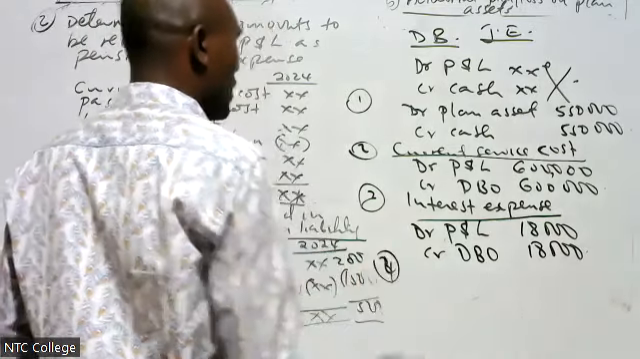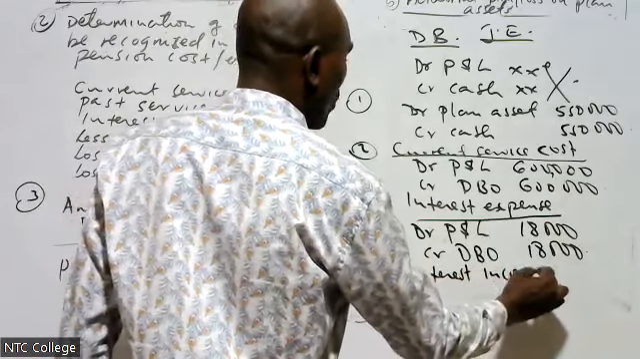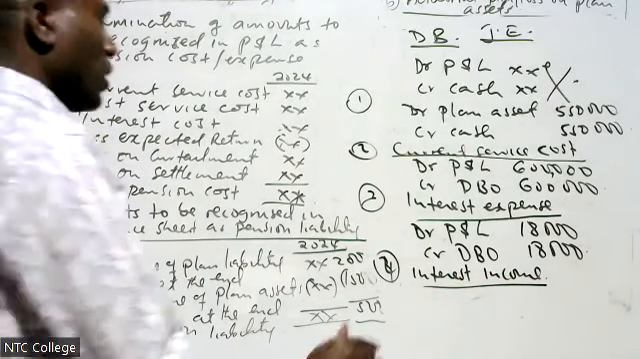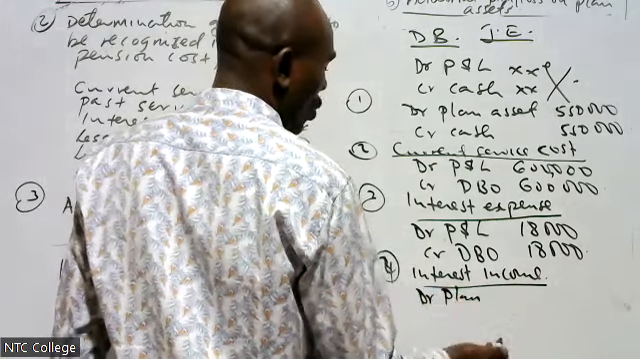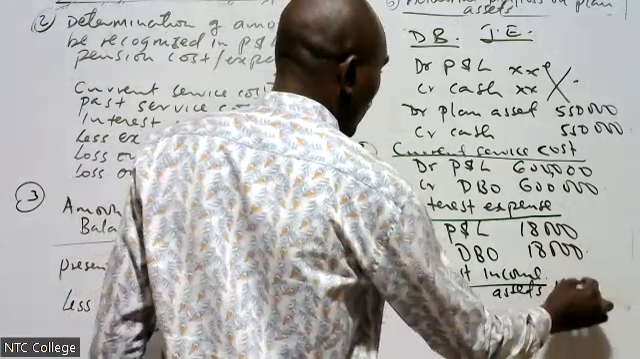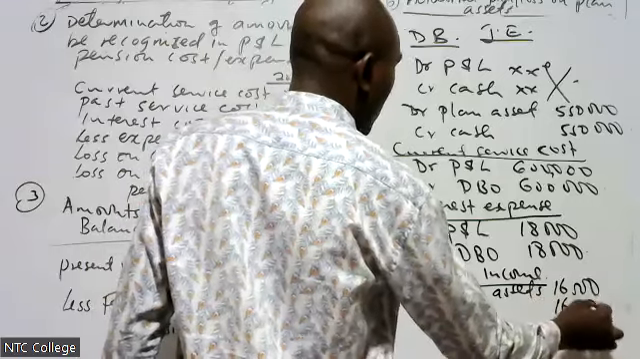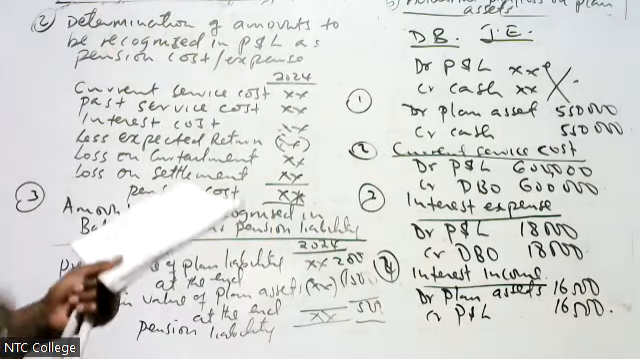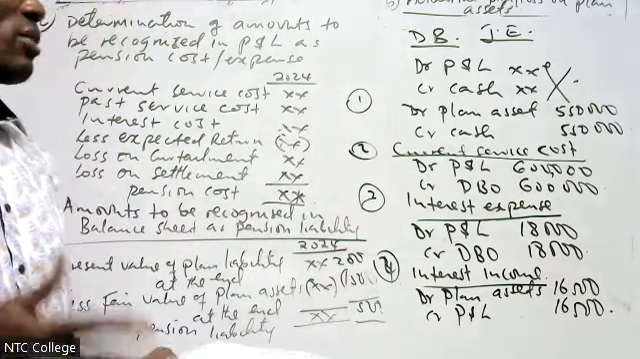Then journal entry number 4, interest income. What will be our journal entry on interest income? You are going to debit plan assets. That's the expected return. You debit plan assets with 16,500. Then you credit P&L, it's an income, P&L 16,500. That is what you do as part of the journal entries to correct. But what the examiner wanted mostly is to correct the contribution. You debit this account, you credit that account.